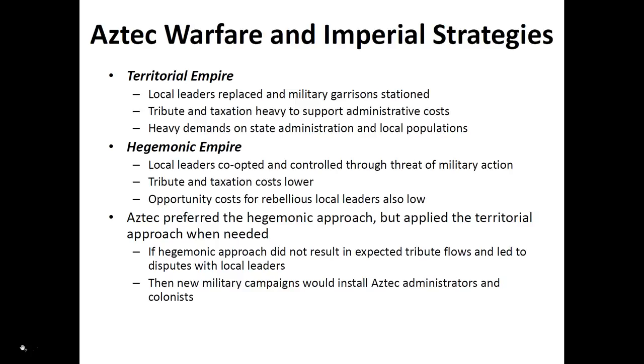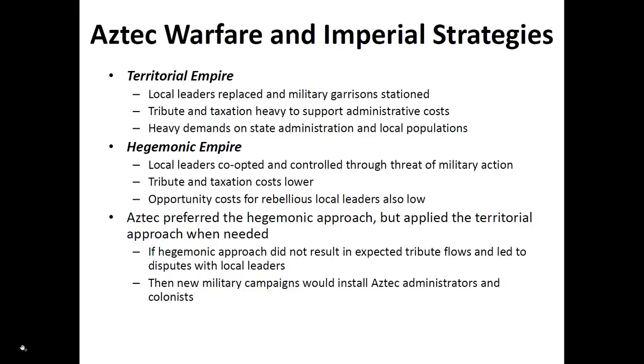The author of the article you had to read about Aztec imperial strategies, Ross Hassig, has written a whole book on Aztec warfare, if you are interested. Hassig suggests that the Aztec followed two different strategies to expand and maintain their empire. They had a territorial strategy and a hegemonic strategy. In a territorial empire, areas that are conquered have their local leaders replaced with those who are loyal to the empire, and these new foreign leaders would be supported by a military garrison that would be stationed there. This is very expensive. Tribute and taxation on the subjugated population would be heavy in order to support these administrative costs. So there were greater demands on state administration, as well as greater demands on the local populations, which could lead to resentments.